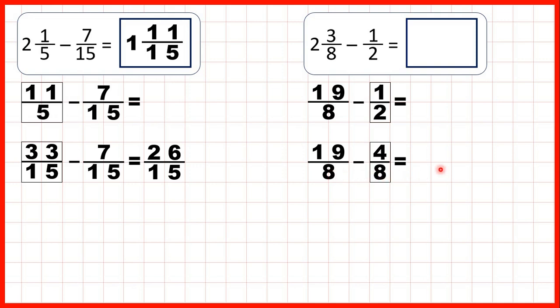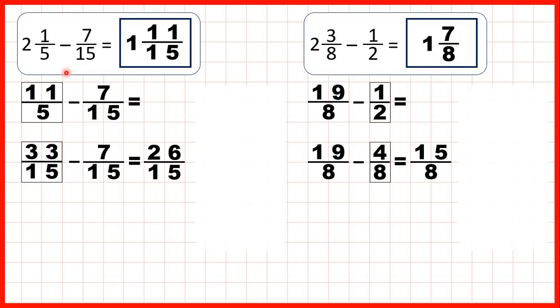So now the denominator stays the same in our answer. 19 minus 4 is 15. So if we write our answer as an improper fraction, we have 15/8. But if we want to turn that back into a mixed number, 15 divided by 8 is 1 remainder 7. The denominator stays the same, so our answer is 1 7/8.